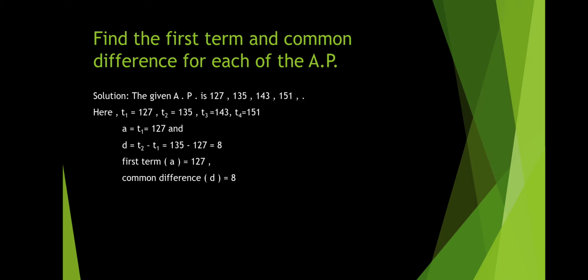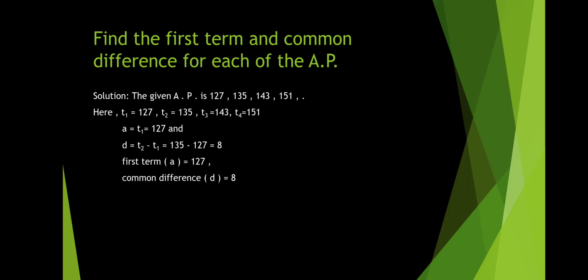Now next question, we have to find the first term and the common difference for each of the following AP. If we compare this question with the first question, there we had to check whether it is an AP or not. Here it is directly given that the given sequence of numbers is an AP. We just have to find the first term and the common difference. So the given AP is 127, 135, 143 and 151.